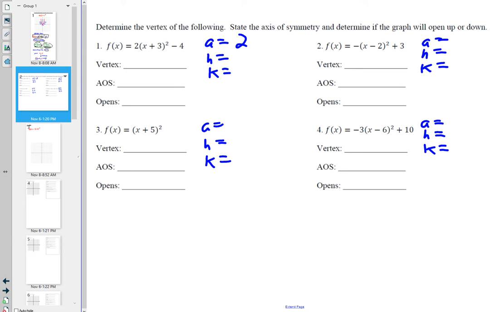A lot of people will look at this, and this is the most common mistake. They're like, oh yeah, h is 3. No, it's not 3. H is actually -3. The reason you're seeing a plus there is because the negative from the formula and the negative from the h make a plus. That's not the case for k. Look at all these rules you have to memorize. For k, whatever you see is what you get. So k is -4.